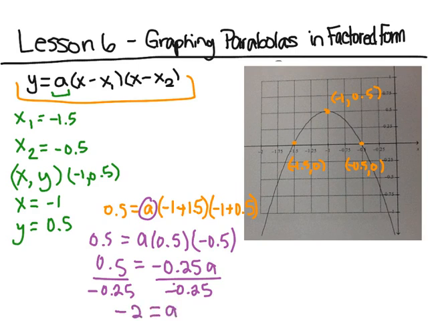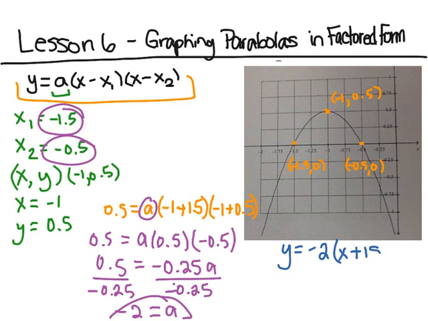So our last step is to plug in all of our final values and make our equation. So we have y equals negative 2 times x minus a minus, which is a plus, x plus 0.5. So here is an equation for this graph.